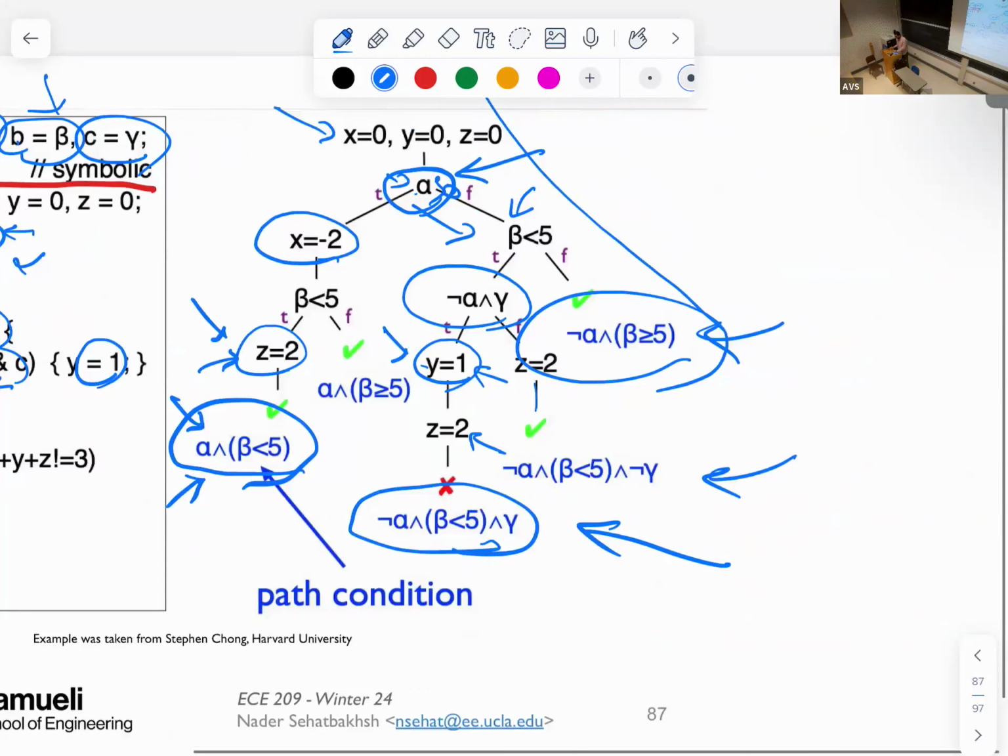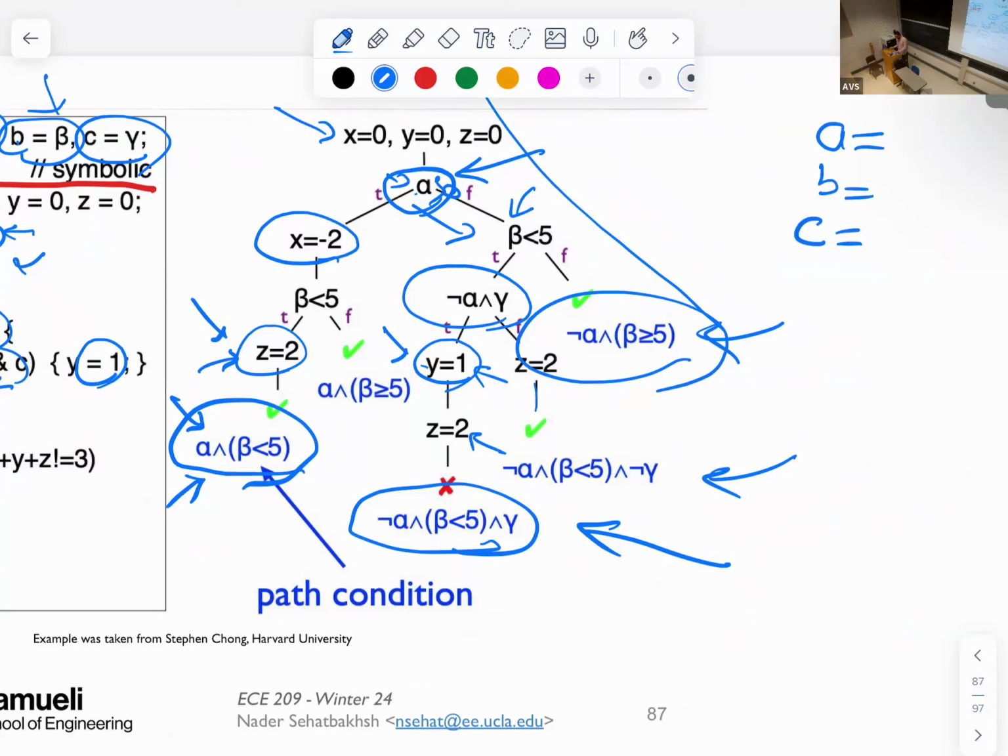Can I find a value for A, a value for B, a value for C, such that this path becomes a valid path? If I can find that, this means that this is a feasible path. If it's a feasible path, then there's nothing wrong with it, right? There's no bug. If it's not a feasible path, then this is a bug.